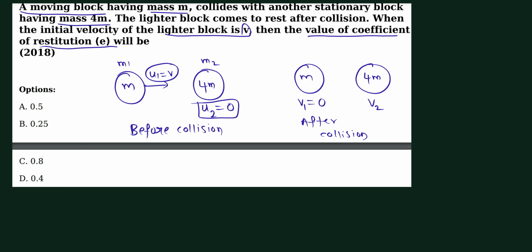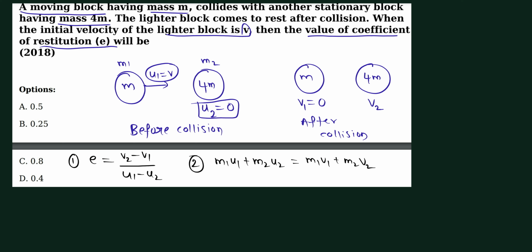What is the formula to find the coefficient of restitution? Use these two formulas. E equal to velocity of separation by velocity of approach, V2 minus V1 by U1 minus U2. Another formula you need to use: M1 U1 plus M2 U2 equal to M1 V1 plus M2 V2. The U1 value is V, the U2 value is 0, so V minus 0 is V. The denominator is V.